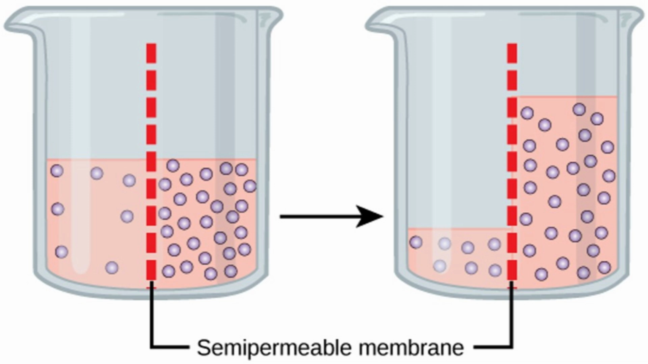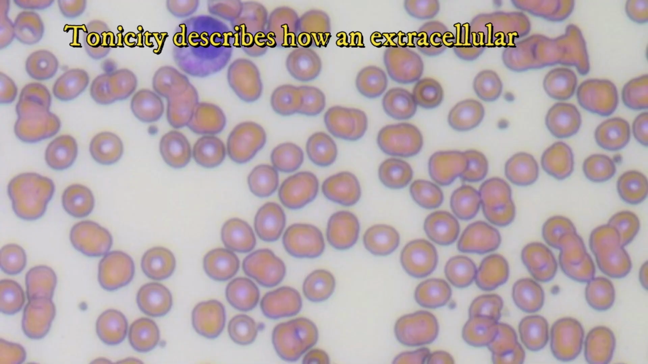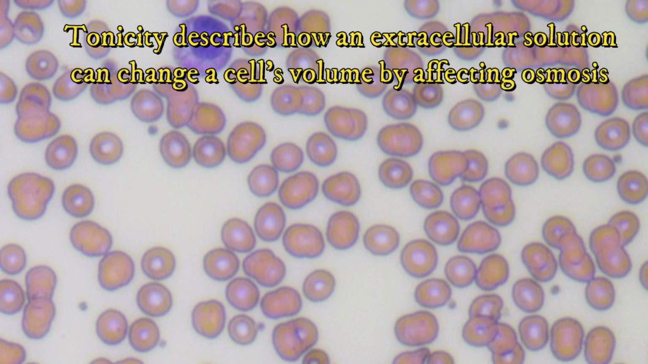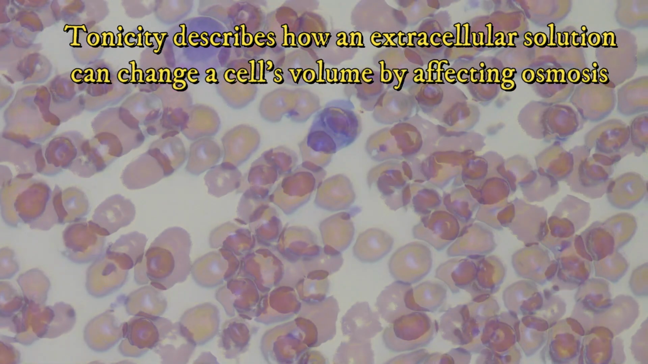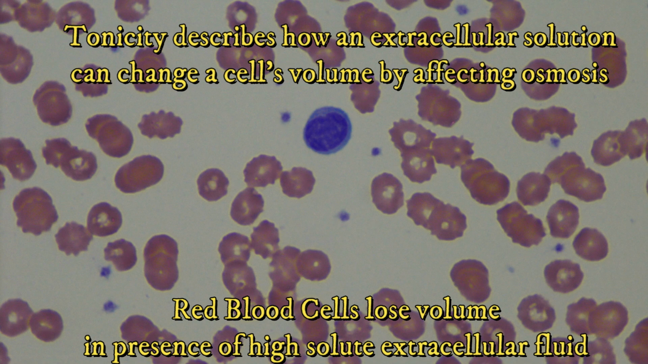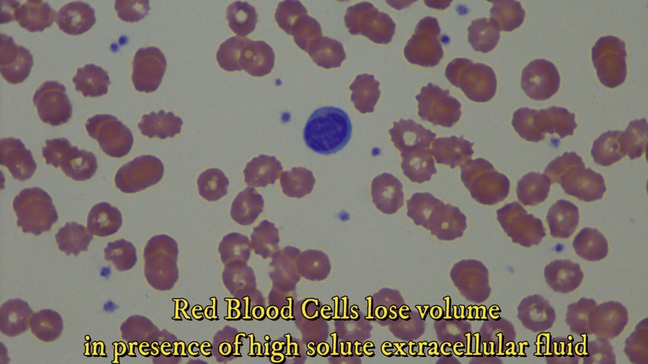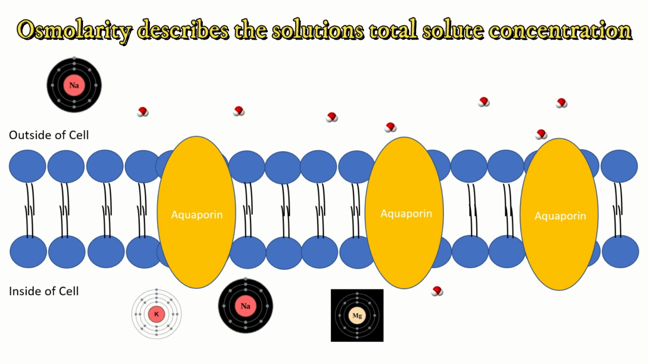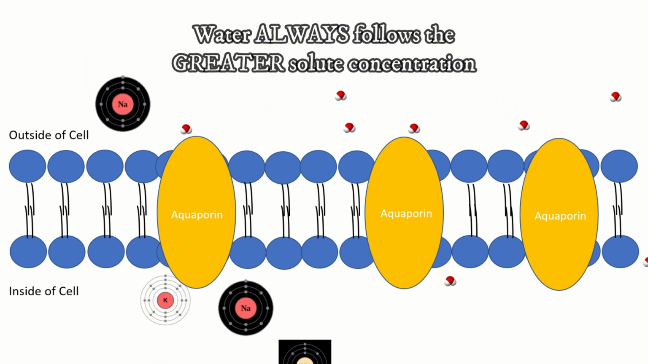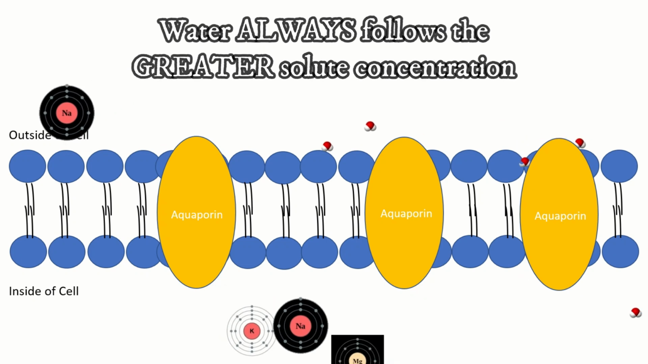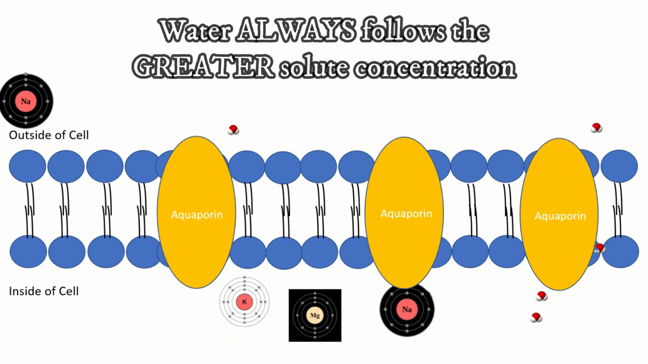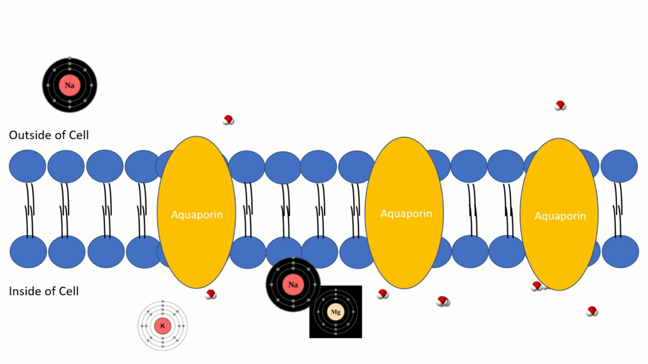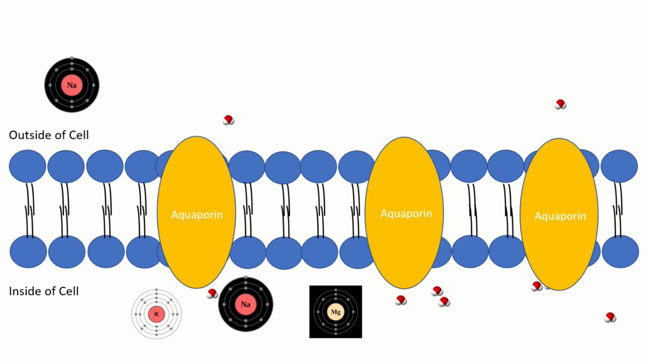Next, I want to bring up a concept called tonicity, which describes how an extracellular solution can change a cell's volume by affecting osmosis. Osmolarity describes the solution's total solute concentration. If you remember the rule that water always follows the greater solute concentration, you can predict how water moves in and out of cells. There are three general types of osmolarity that cells are exposed to.